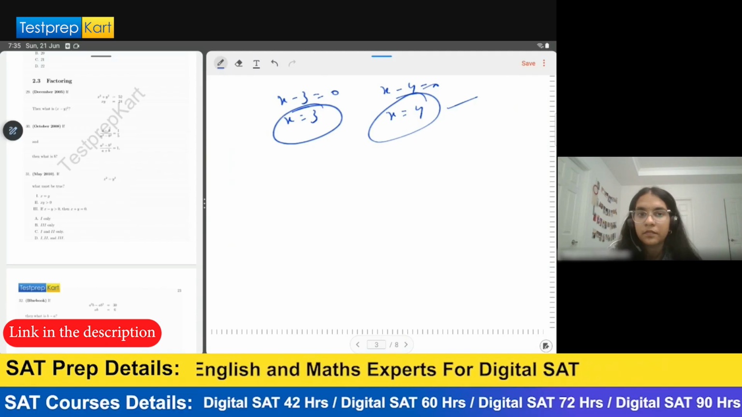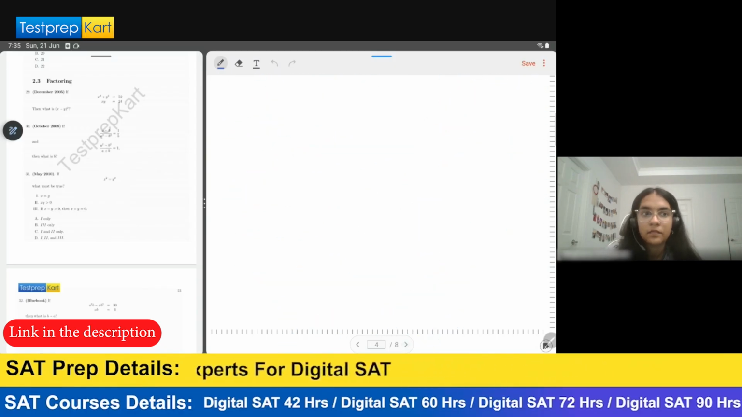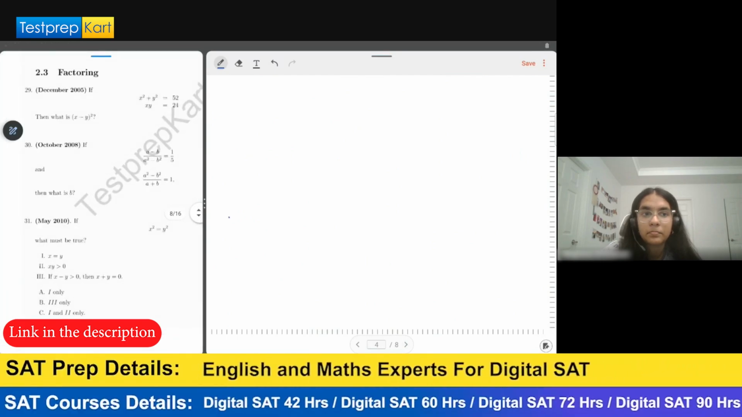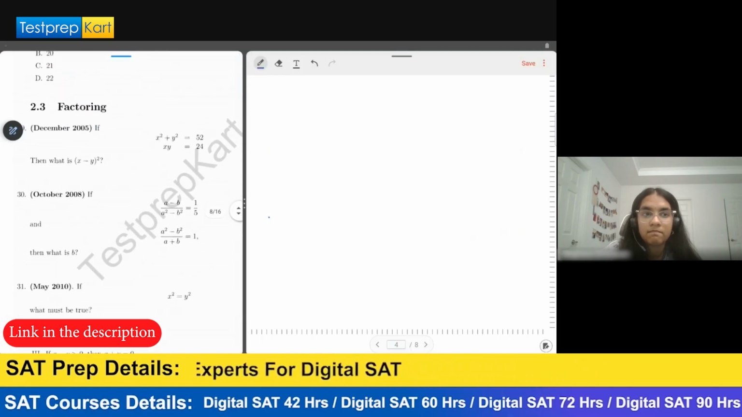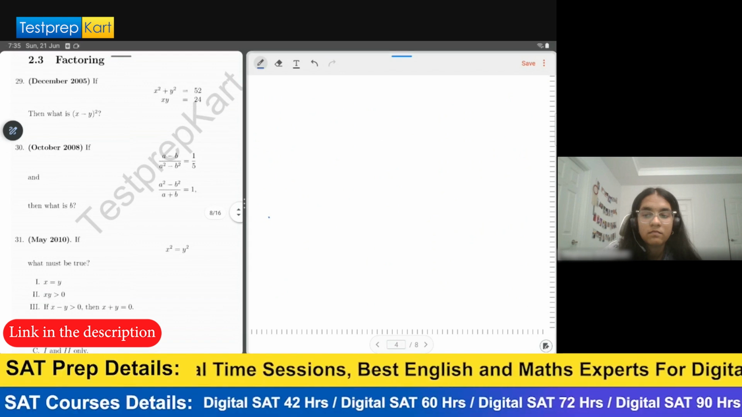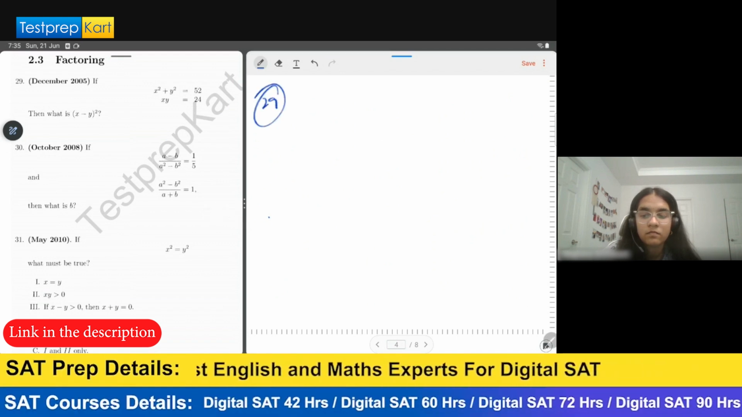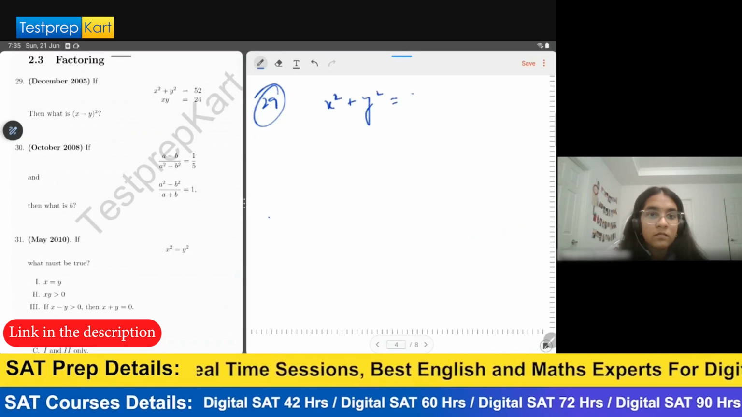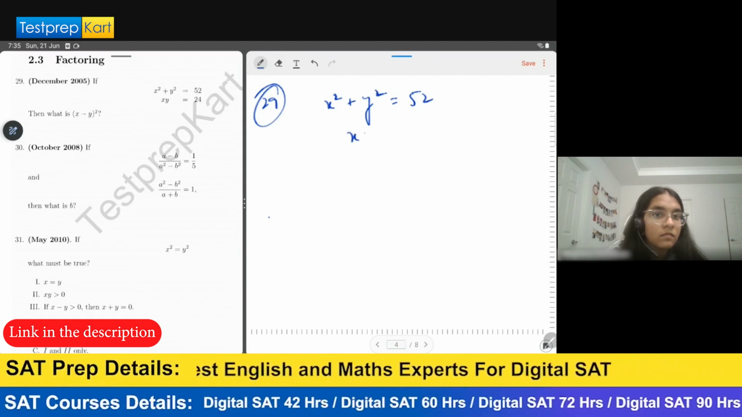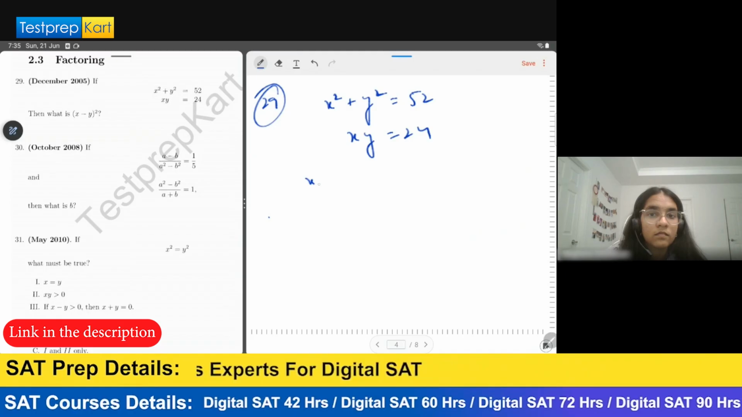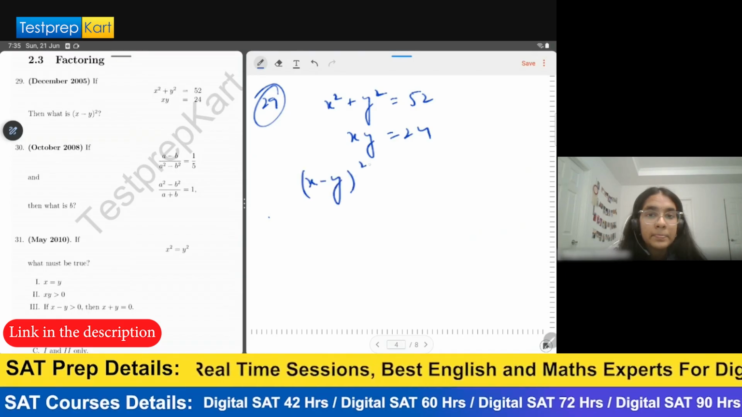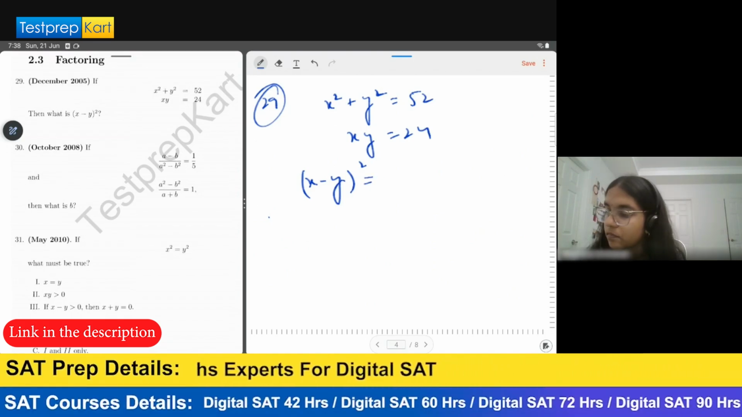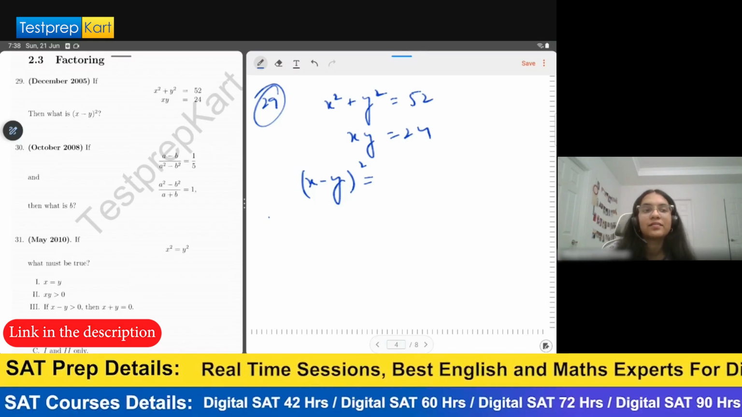Okay, let's move towards the problem part. Okay, can you look at this problem? x square plus y square is equal to 52, right? And xy is equal to 24. Can you figure out what is x minus y whole square? I'm not sure how you would figure this out.